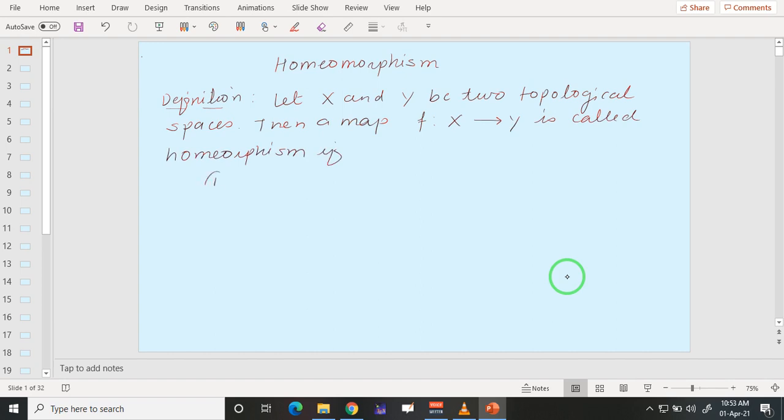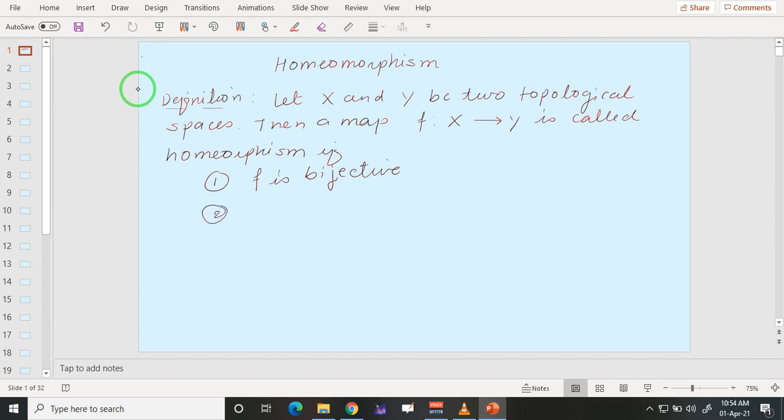The first one: f is bijective, so we need to show that f is a one-one function and onto function. One-one function means two distinct points go to distinct points, right? That means if you have 2 points in the domain, they should not go to the same point in the codomain. And onto means if you take any point in your codomain, it should have a preimage. So first point, f has to be bijective.